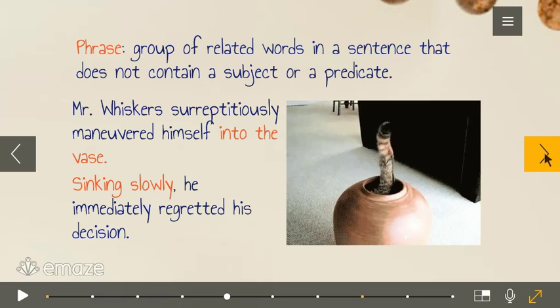Second example: sinking slowly, he immediately regretted his decision. The orange part again is a phrase, sinking slowly. No subject, no predicate. The subject in that sentence is he, and the predicate is immediately regretted his decision. So it makes the sentence more interesting to have that phrase with it, but it can't stand by itself.